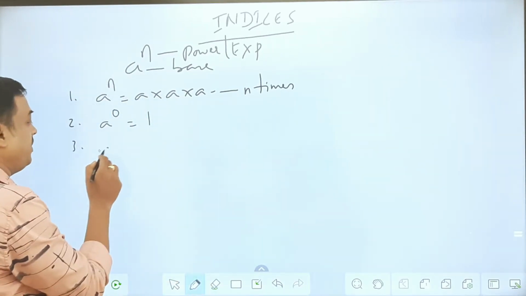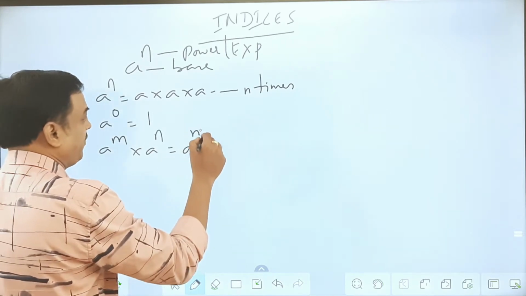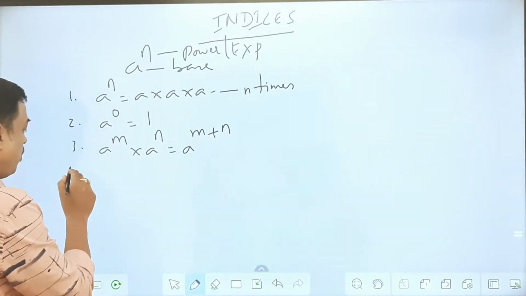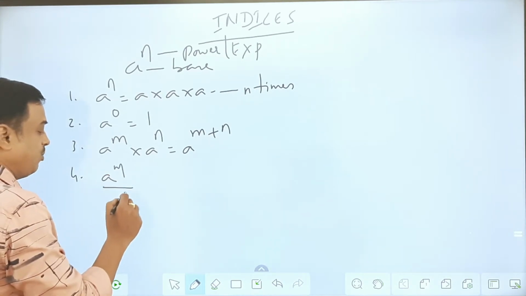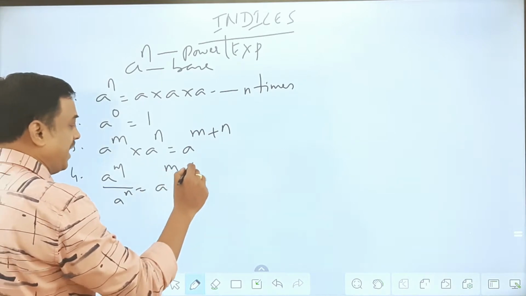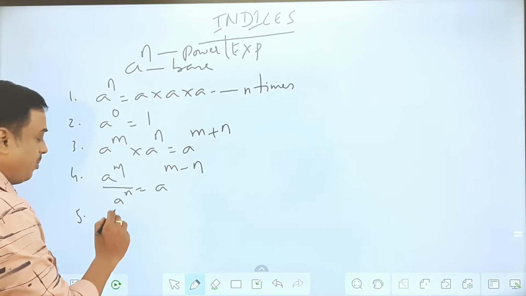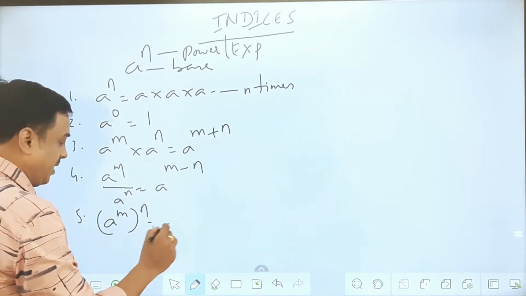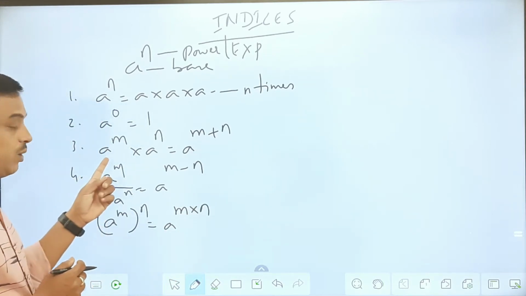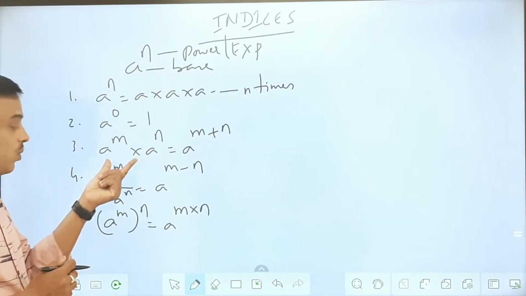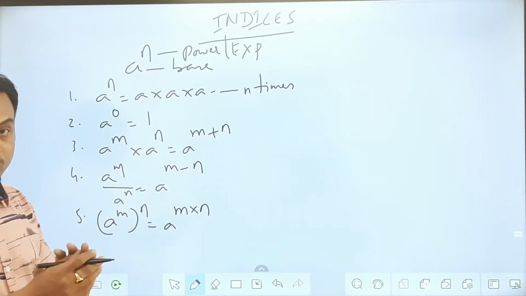Third point here will be a to the power of m into a to the power of n, which equals a to the power of m plus n. Fourth one is a to the power of m by a to the power of n is equal to a to the power of m minus n. Fifth point is a to the power of m whole to the power of n is equal to a to the power of m into n. Now if you observe the rules here, the same base is required. Here numerator and denominator have the same base, then these properties will work.